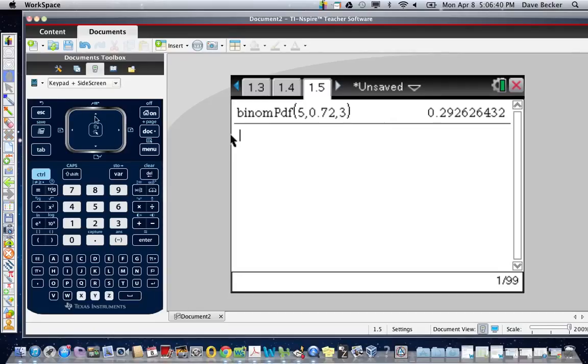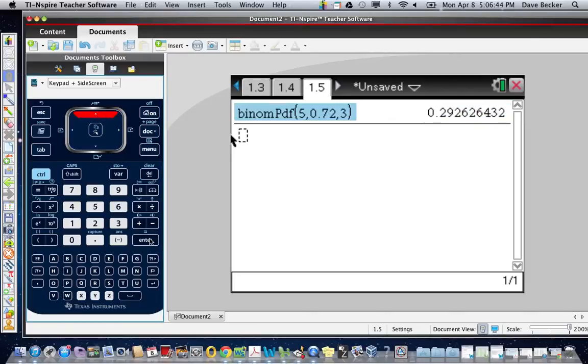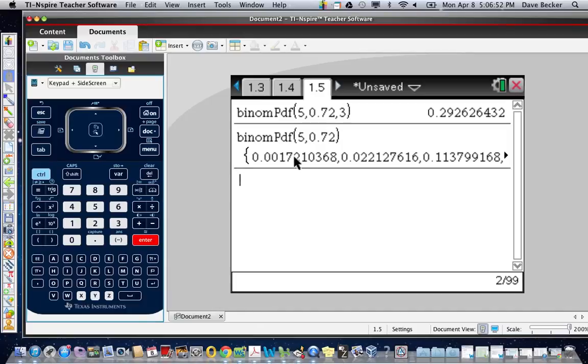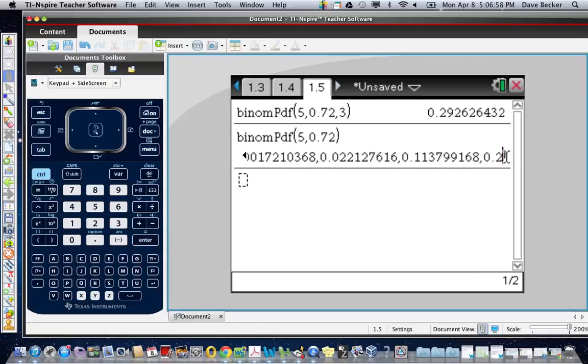If you didn't, you might have noticed that the x value was optional. If we got rid of that, I just want to show you, just so you know, it will give you everything. This is a probability of 0, 1, 2, there's our 3, there's our 4, and there's our 5. So it gives them all to you. That might be useful to you at some point.